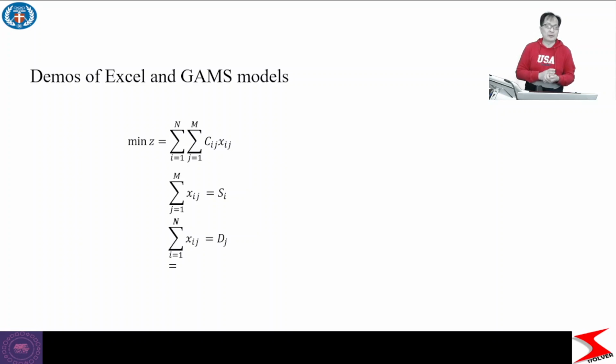But beware that because the variables and constraints in Excel solver are limited, it is better for you to use games to solve a little bit larger size problems instead of using Excel. Okay, that's today's lecture.